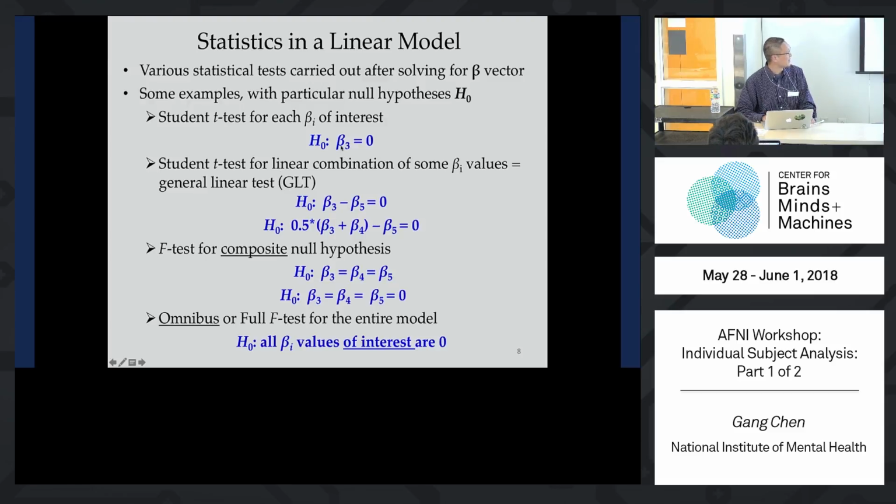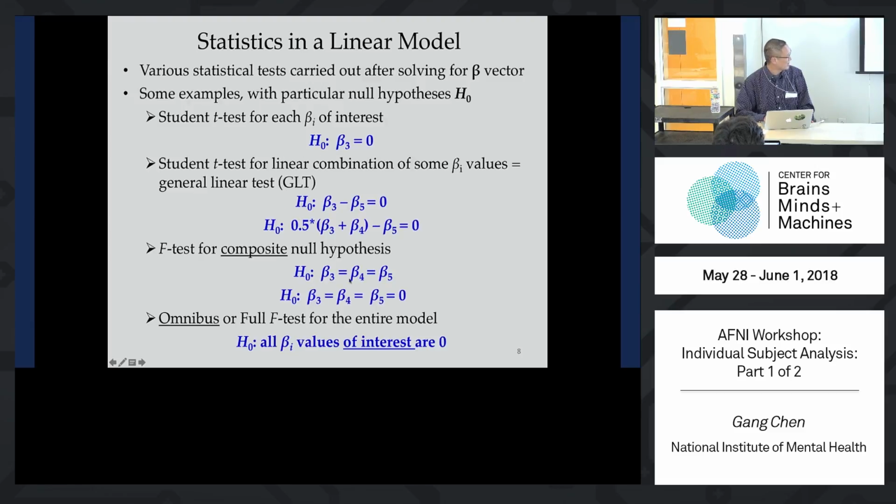So that's one possibility. Or we can compare two conditions, like you have house image versus face image. In one particular region, maybe it's a house-dominant region, then we want to check the difference between the two. So that's usually what we do with a contrast. Occasionally, you may do a more sophisticated case: you can take linear combinations of multiple beta values, right? Those are typically what we call t-tests.